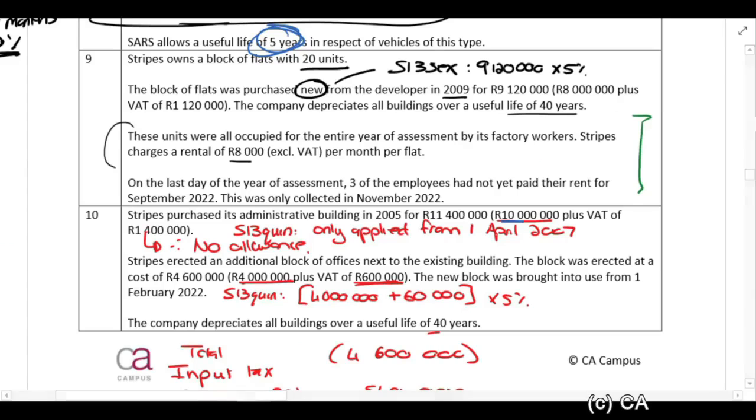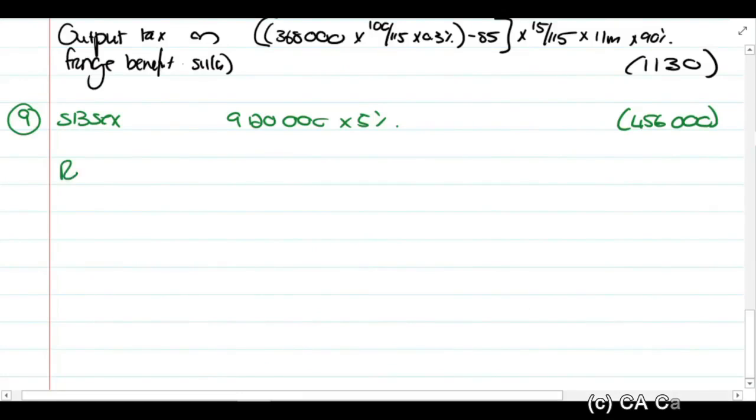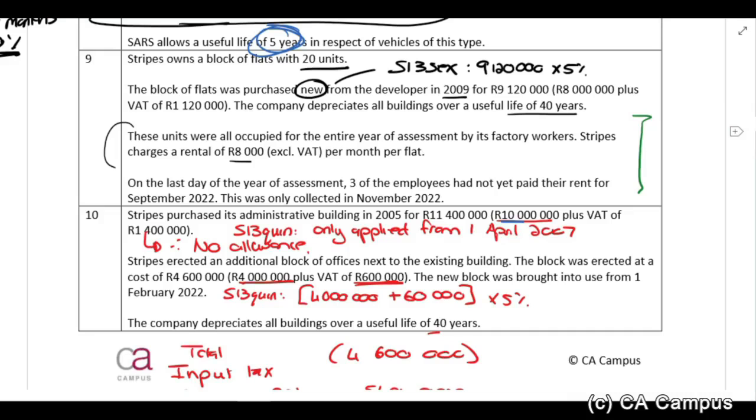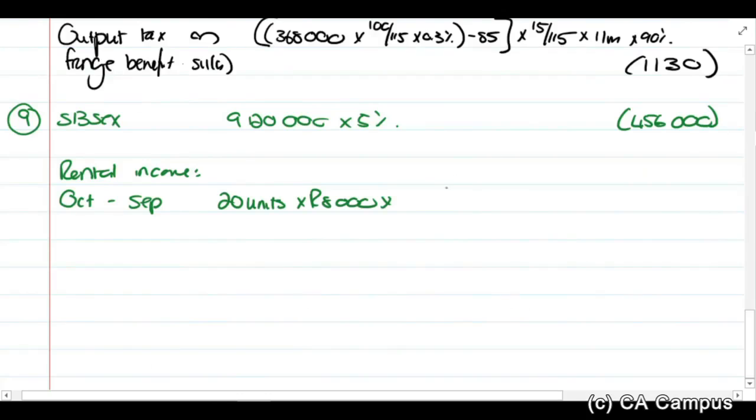And then the rest of this is a discussion about those rentals. So the rental income in this case should be from October to September. 20 flats, I think, yes. 20 units times 8,000 rands, yes, times 12 months.